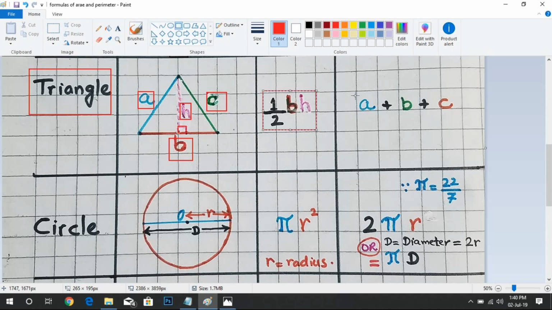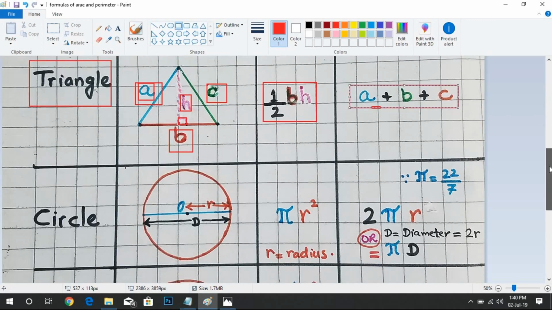Now the perimeter of a triangle is equal to, simply, we add all three sides. This is blue A, this is B, this is C. A plus B plus C is the perimeter of a triangle.